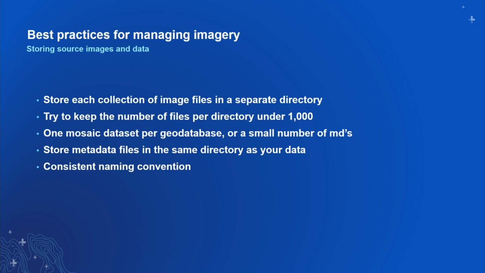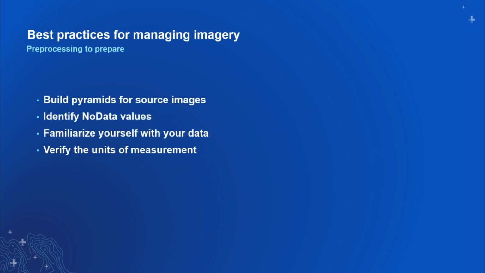So try not to store 10, 20 Mosaic datasets in a single geodatabase. Most of the time your metadata is going to be stored with your imagery anyway, but if for whatever reason it comes separate for you, we recommend trying to keep that in the same directory. And for your own sanity, try to keep a consistent naming convention, just for organizational purposes.